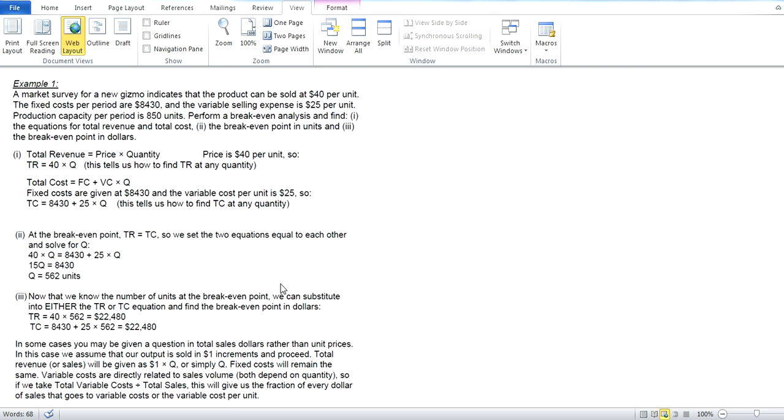So now you have your measure for break even in units or dollars. We need to sell $22,480 worth of goods to break even, or 562 units. That's the interpretation of break even analysis.